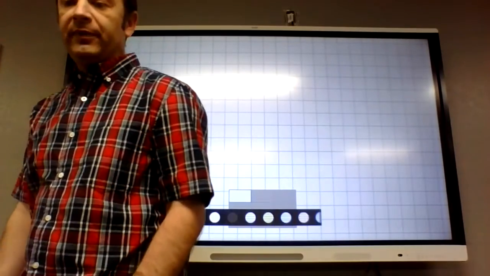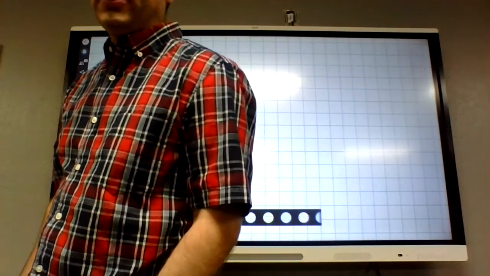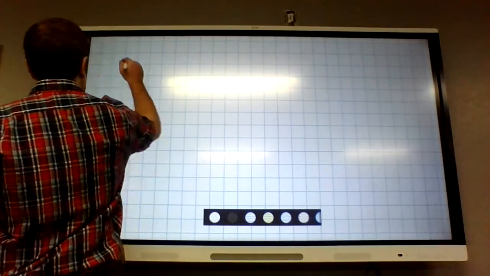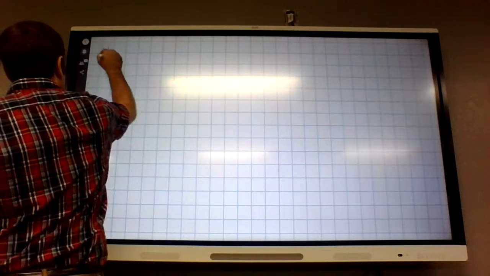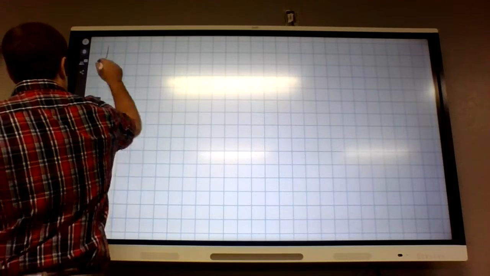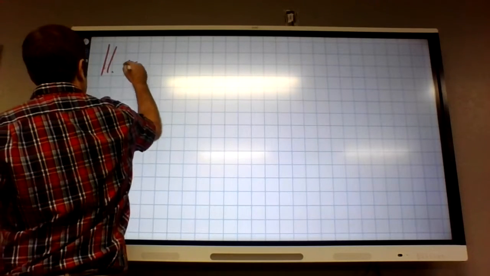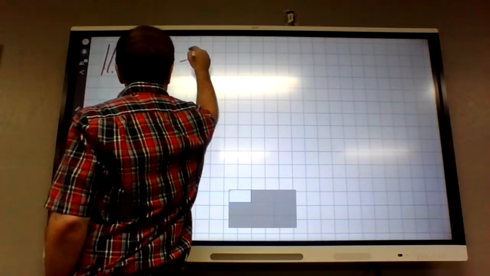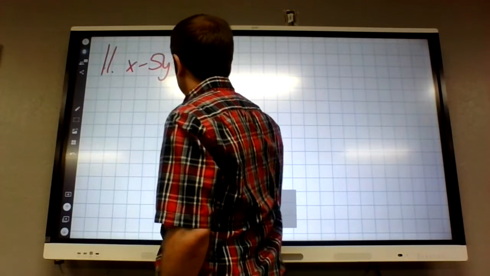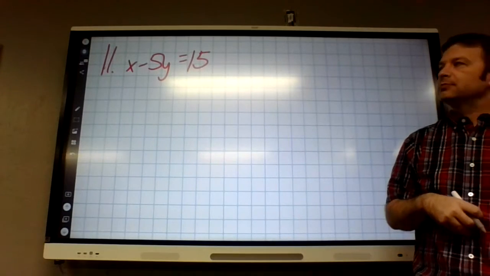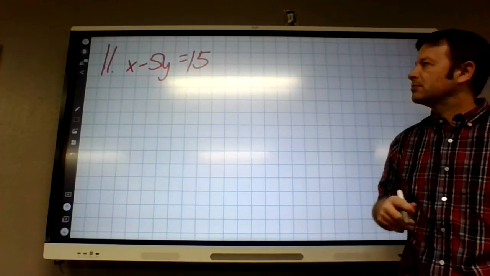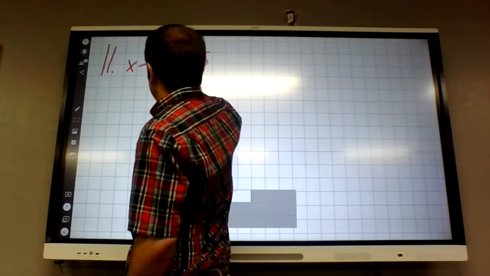Okay, on 11 we're supposed to graph x minus 5y equals 15. All that other stuff is not important, just ignore it. Okay, how do I graph that? Oh, make y out by itself. Okay, solve for y.